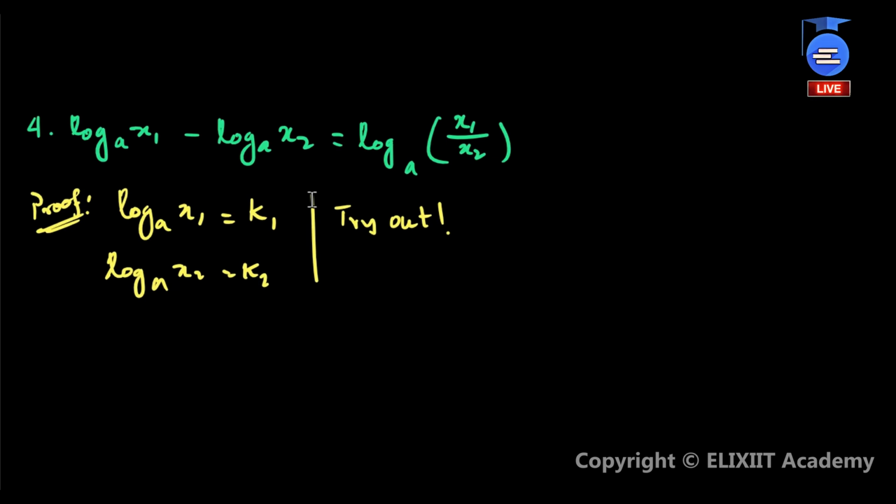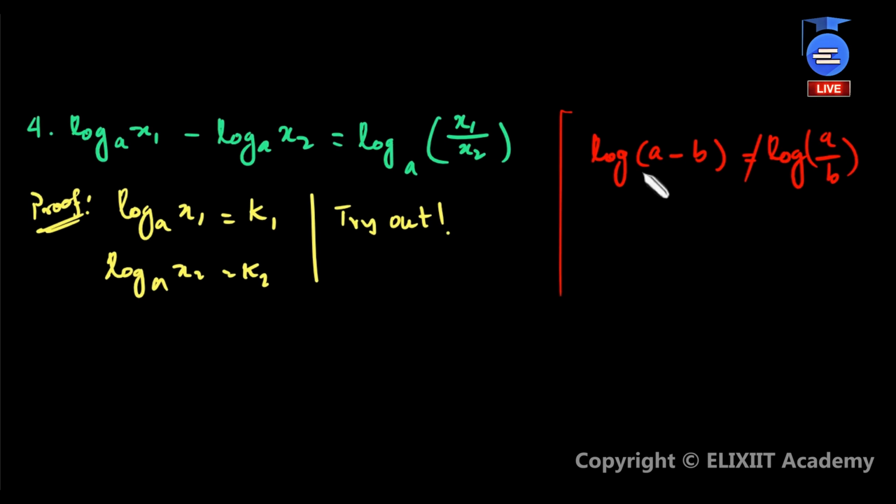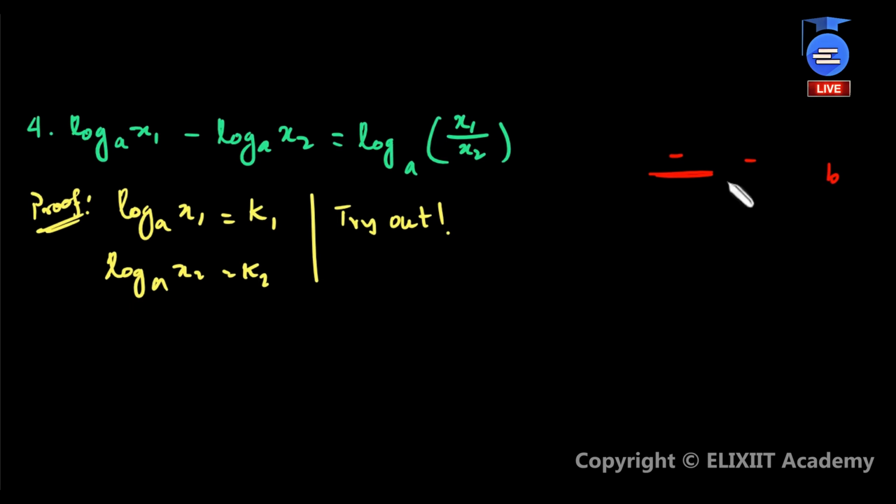Once again, a common mistake I have seen. This is log a minus log b. Log a minus b is not log a by b. This is wrong. There is no such formula for log a minus b. It is a common mistake I have seen lots of students make.